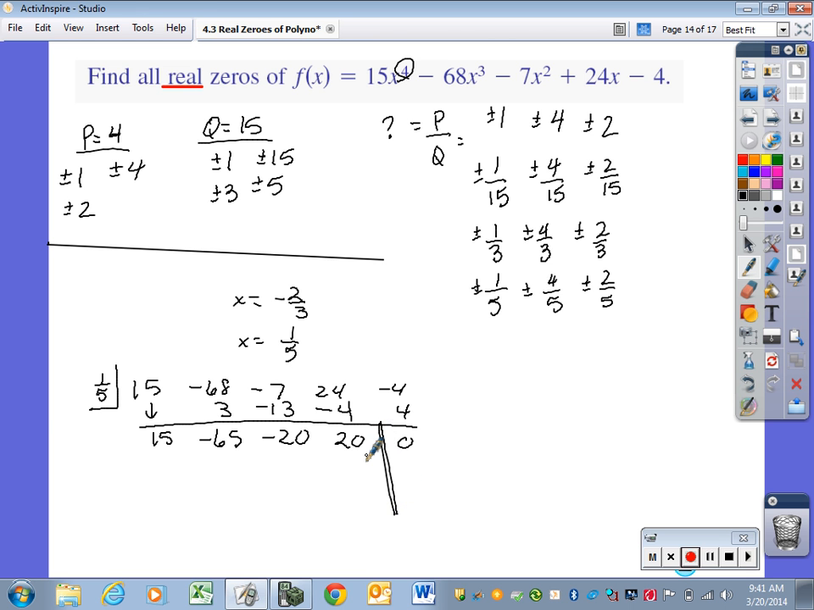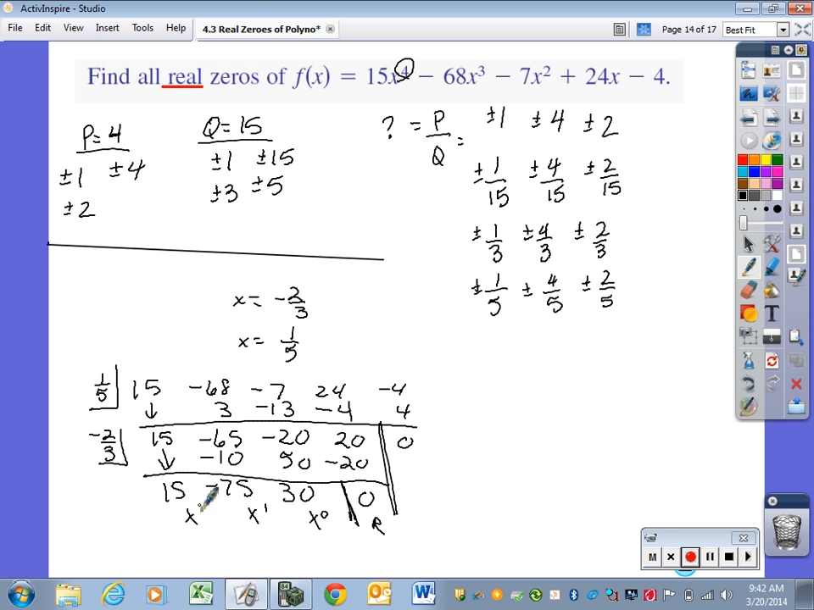So here becomes my new polynomial. This is called the compressed polynomial. We are going to take our second root into that compressed part, negative 2/3, just into this part. Bring down my 15. 1/3 of 15 is 5, times a negative 2 is negative 10. Add negative 75. 1/3 of 75 is 25, times 2 is 50. Add 30. 1/3 of 30, 10, times negative 2, negative 20. I got my 0 again.